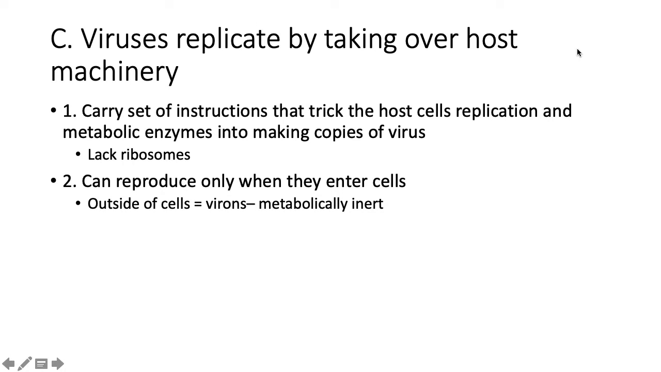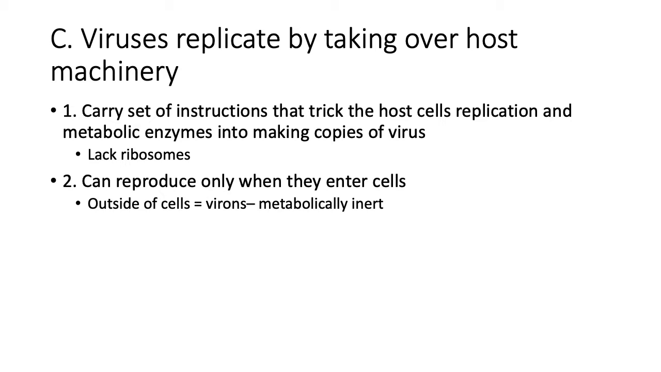Okay, so they replicate by basically hijacking a host's machinery. They trick the host cell into replicating them, and then the host cell makes copies of the virus, because viruses don't have ribosomes, so they can't make any proteins. They can only reproduce when they enter the host cell. If it's outside, we call it a virion, where it's just inert, just floating around, waiting to latch onto a host cell. And we'll talk about the steps of how a virus infects a host cell shortly.